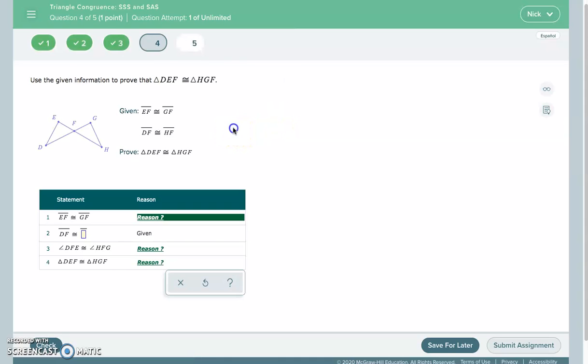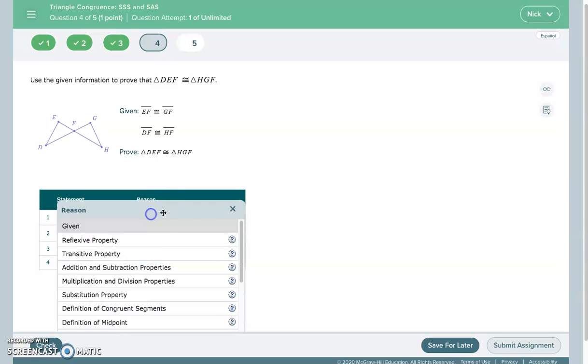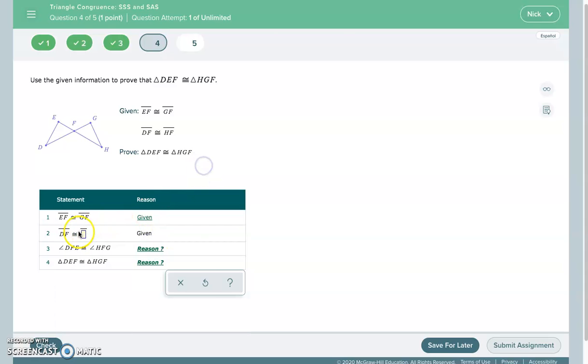So now looking at this one, this is another very common one. But let's go ahead and get the first three lines down first, and then we'll talk about what property it is. This bow tie shape is pretty common. So looking here, I have EF is congruent to GF, which is one of my given statements. And then my other one, given, DF is congruent to HF.